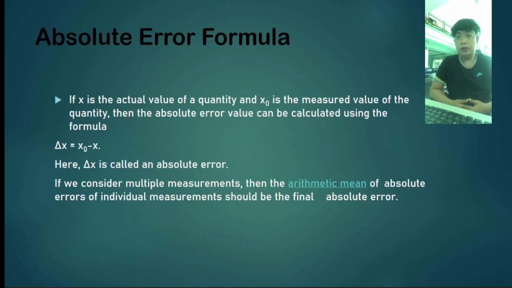Absolute error formula. If x is the actual value of a quantity and x₀ is the measured value of the quantity, then the absolute error can be calculated using the formula Δx = x₀ − x. Here, Δx is called the absolute error. If we consider multiple measurements, then the arithmetic mean of the absolute errors of the individual measurements should be the final absolute error.